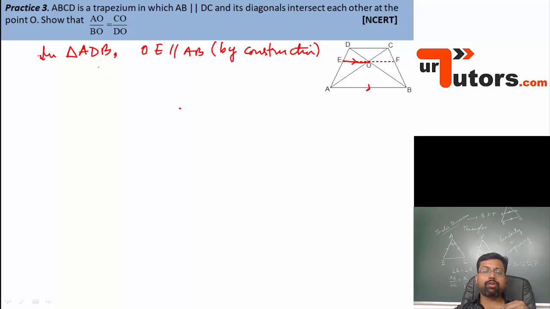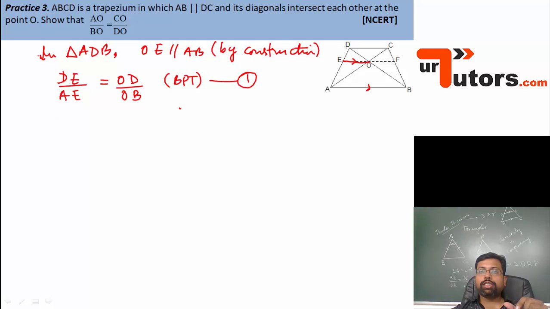So if OE is parallel to AB, therefore we have DE by AE equal to OD by OB by the basic proportionality theorem. Okay, this is correct. In triangle ADB, OE is parallel to AB, so DE by AE is equal to OD by OB.